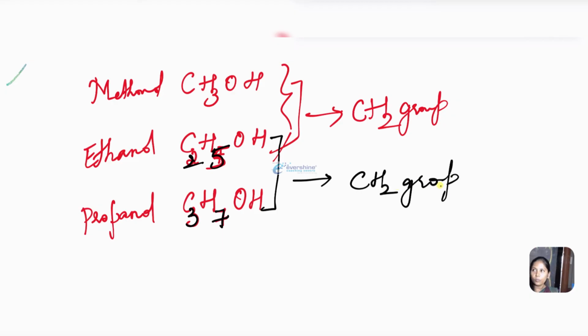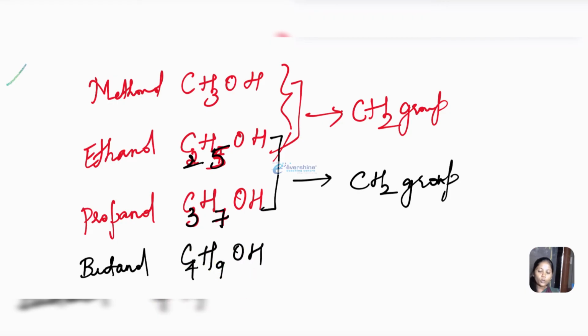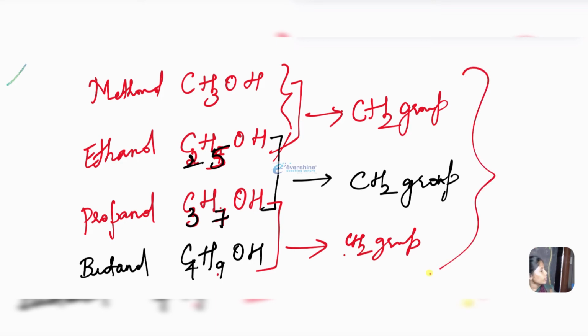If you take butanol, the next member. Butanol is C4H9OH. Propanol and butanol are homologous. Yes, they are homologous. C4 minus C3, C. H9 minus H7, H2. All are differing by a CH2 group. Take two members, subtract them. If they differ by CH2, then it is a homologous series.